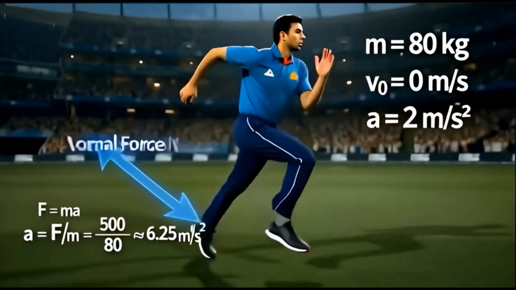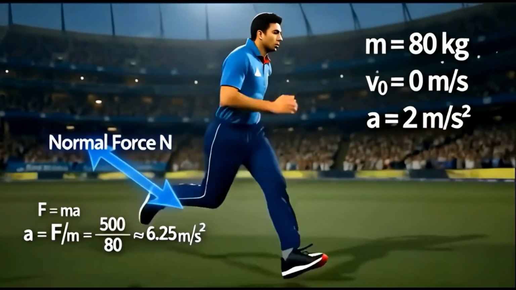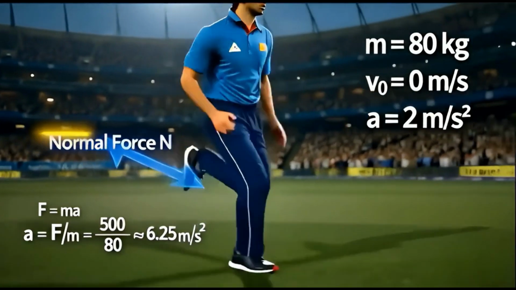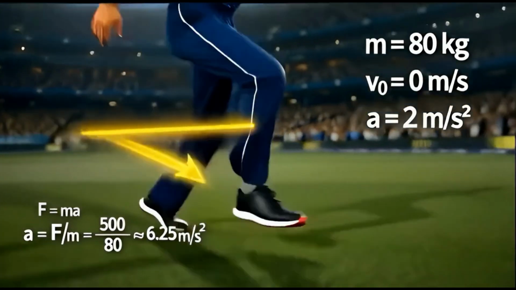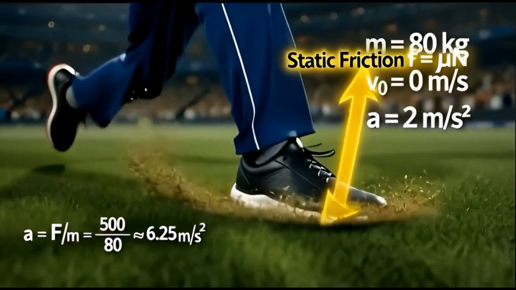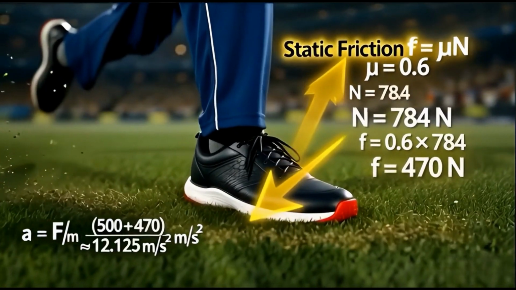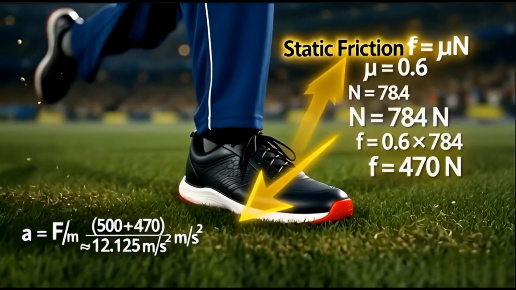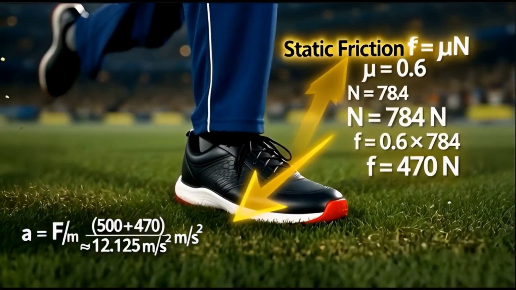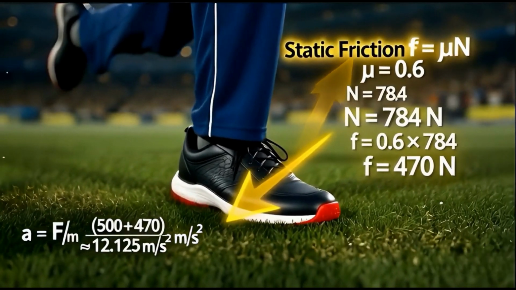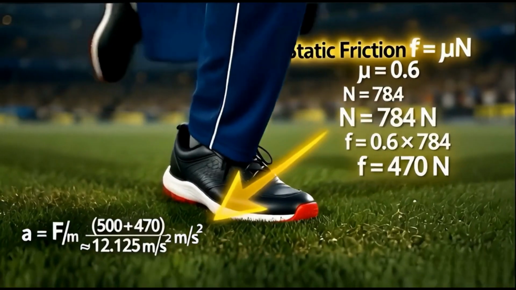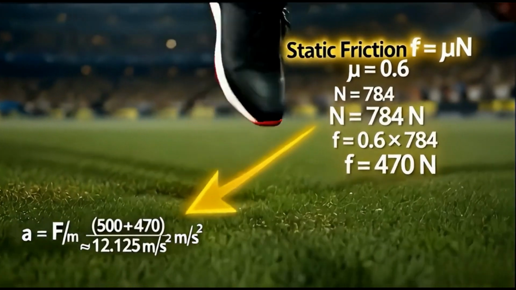But the bowler cannot accelerate without friction. Static friction between the shoe and the pitch prevents the foot from slipping. This frictional force provides the necessary grip that allows the bowler to push against the ground and convert muscular effort into forward motion. The magnitude of this frictional force depends on the coefficient of friction and the normal force between the shoe and the pitch.